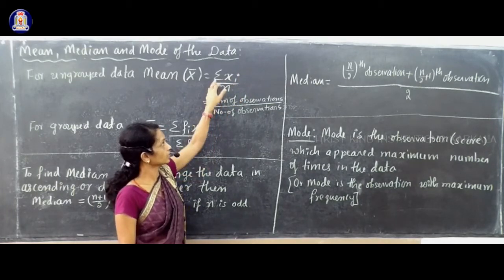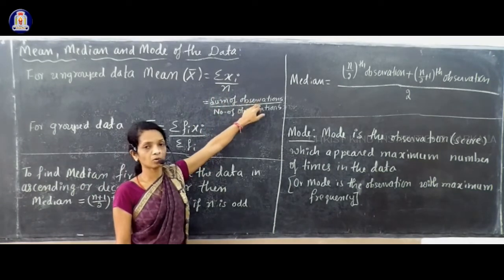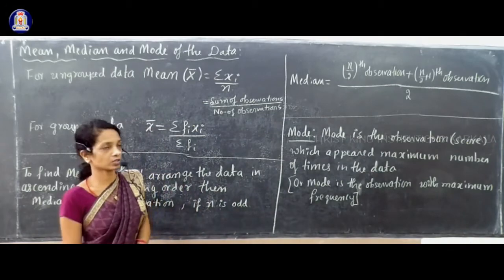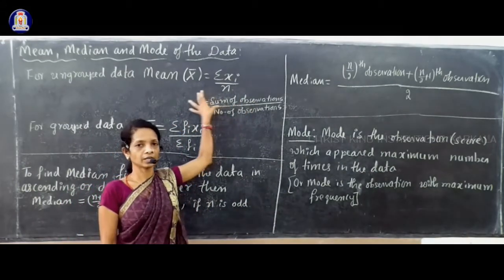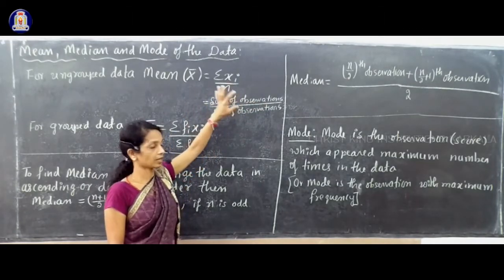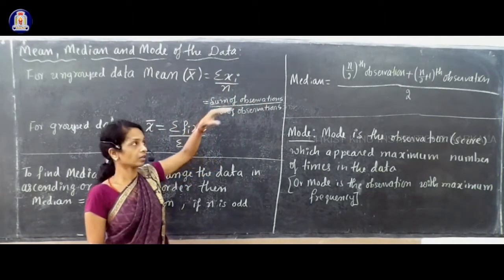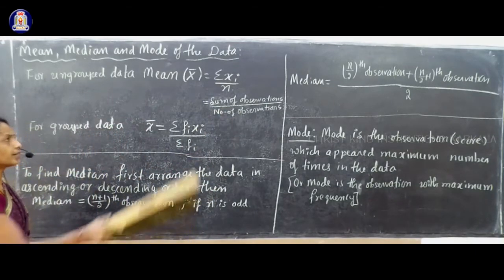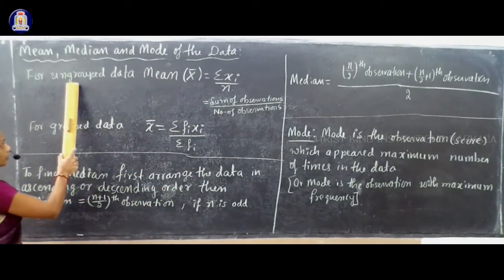So sigma xi means the sum of all observations. In the data you will be given some observations. The sum of all of them you have to take. That sum you write in the numerator, divided by how many observations you are given. That gives you the number of observations. That formula you have to use for ungrouped data.